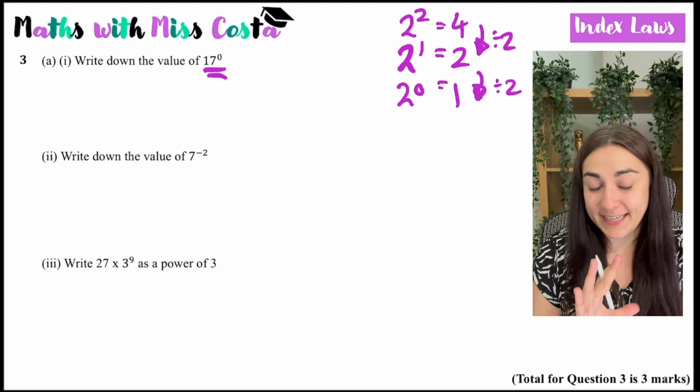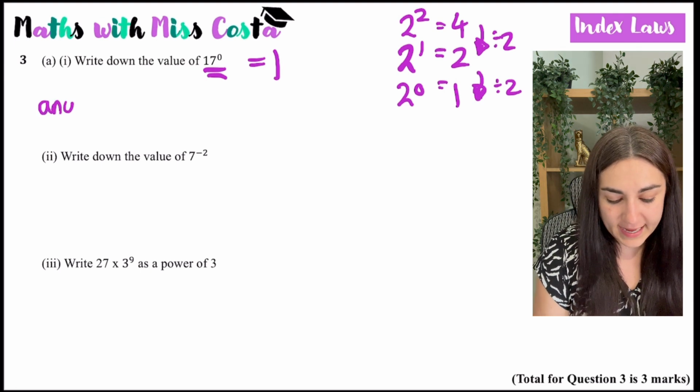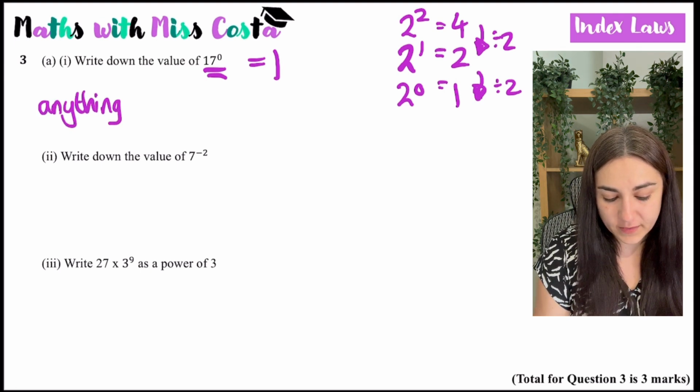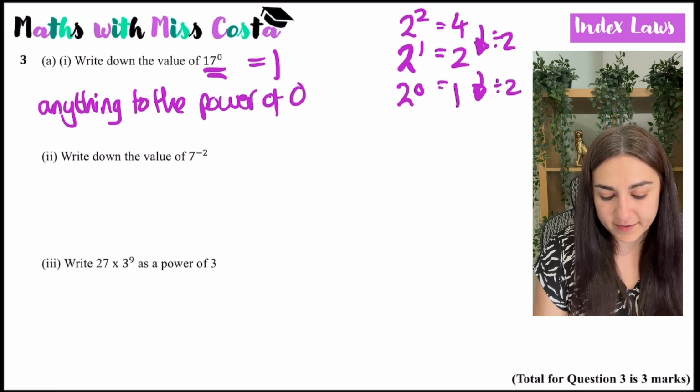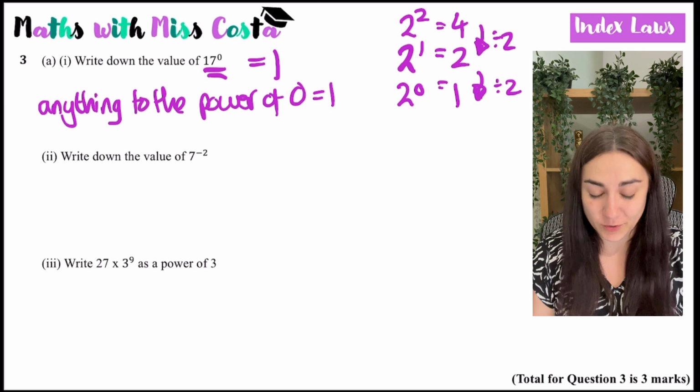And this is going to be the case for absolutely anything. So 17 to the power of 0 is 1. Anything to the power of 0 is 1. So that is a super easy mark. Anything to the power of 0 is 1.